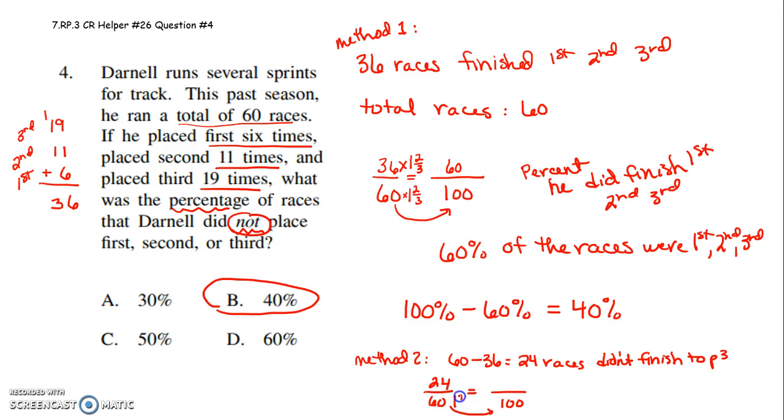Again, you'd still multiply by 1 2/3. And guess what 24 times 1 2/3 is? It should be 40%. I'm just double checking it on my calculator to make sure I didn't make any mistakes. Yay! So this is 40%. So you could either subtract at the beginning to get the races where he didn't finish in the top three, or take the total races out of 100, or you'll have to subtract at the end. There has to be a subtraction step because of this word not. I hope that helps.